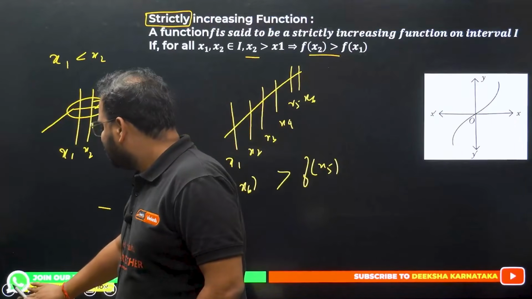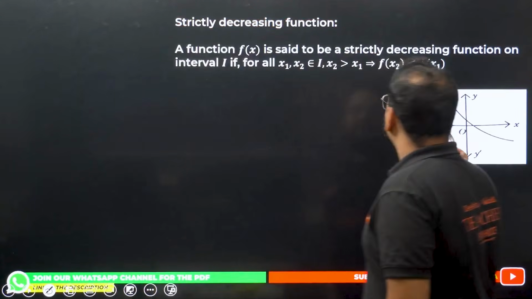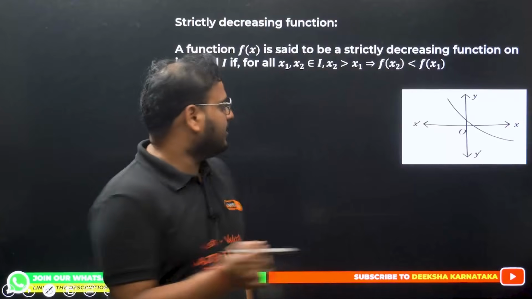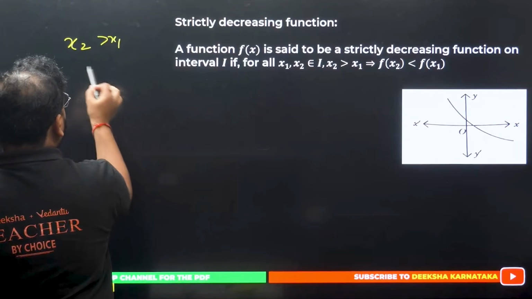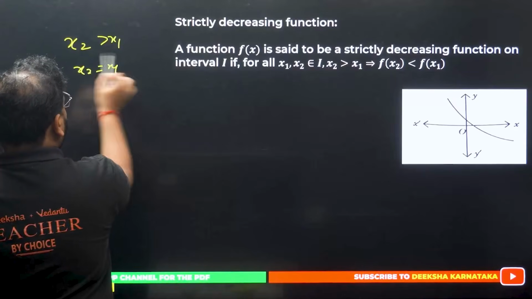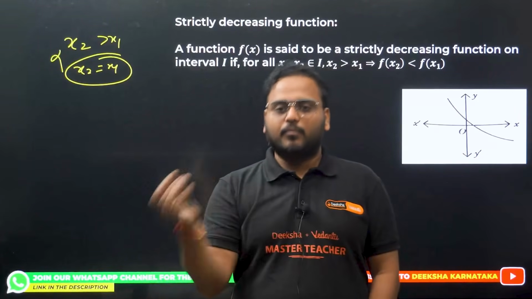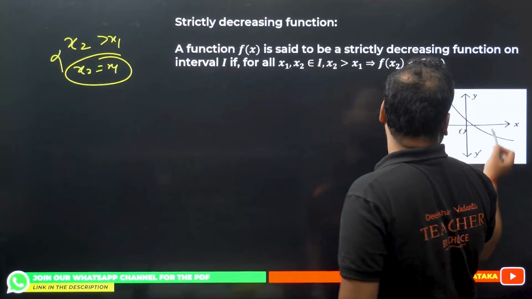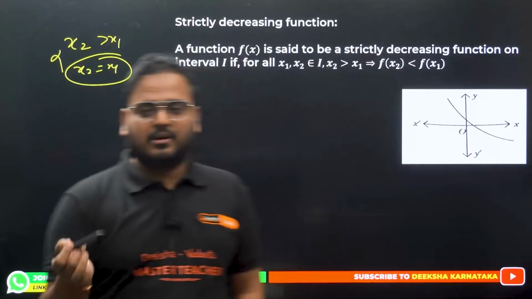Of course x is increasing, right? I'll tell you one thing. Of course the x values will be different. This has to be like this only. x2 has to be more than x1. I'm not saying that x2 is equal to x1. This is not required. Only x2 has to be more than x1. Then only you can figure out 2 points. x2 is here, x1 is here. x2 and x1 are 2 different points.